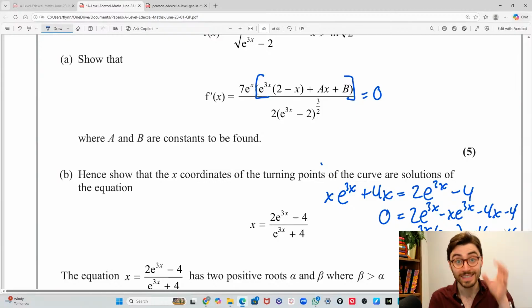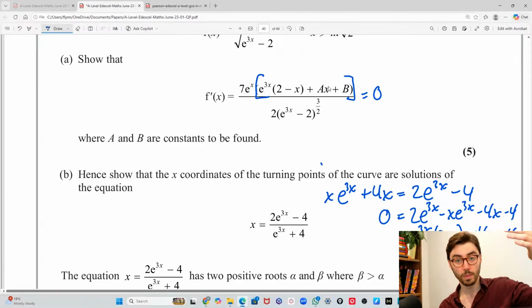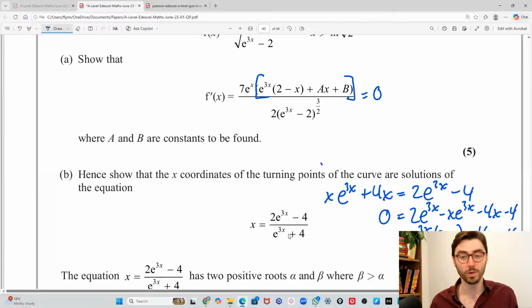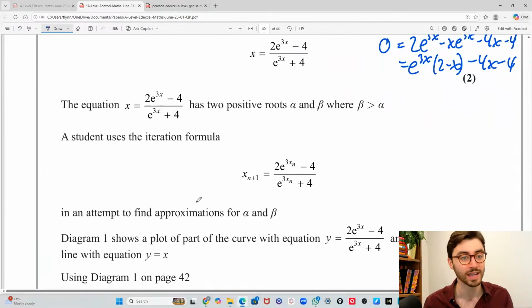So exam technique, right? Cheat, reverse engineer it. That can sometimes save your life if something's gone horribly wrong. Given that the A and the B were not given to you and you needed them moving forward, you could have reverse engineered it, used it, pretended like you got it the whole time, and then worked forward. So never give up. See if you can think of a way to get there.